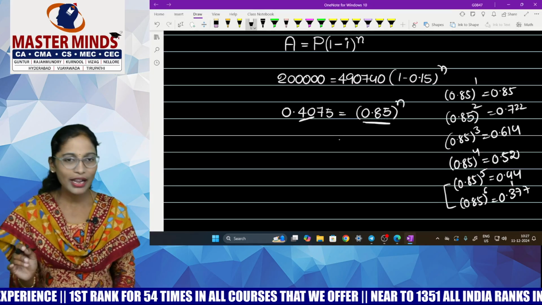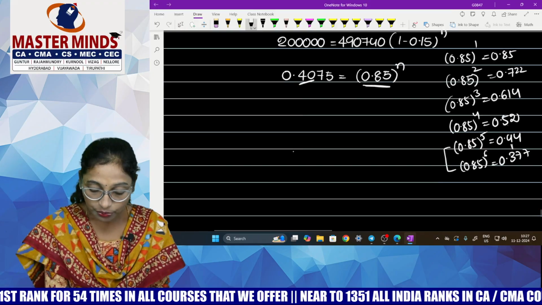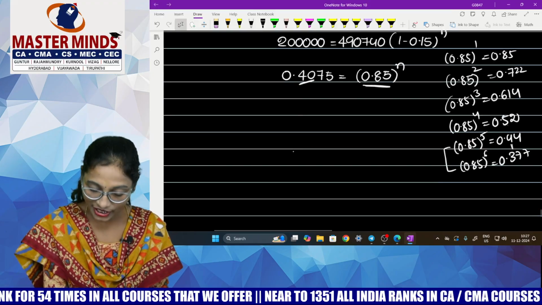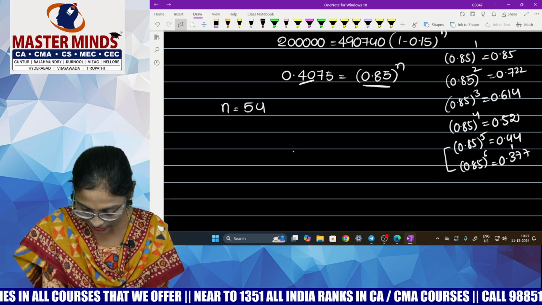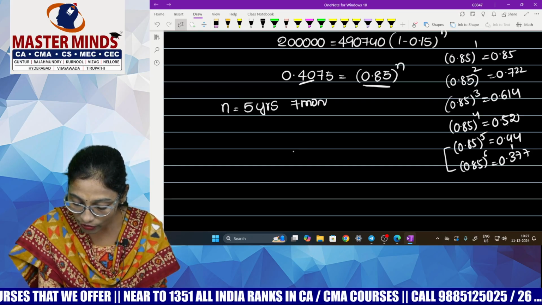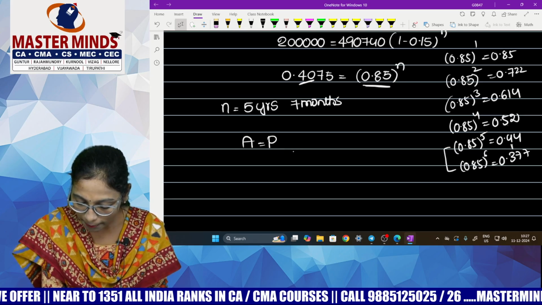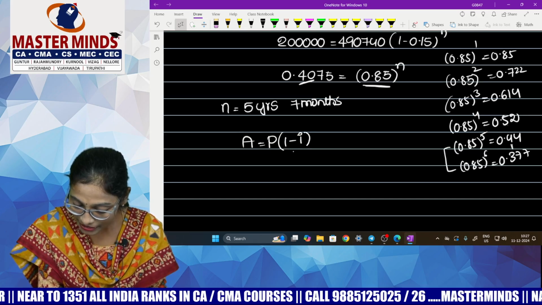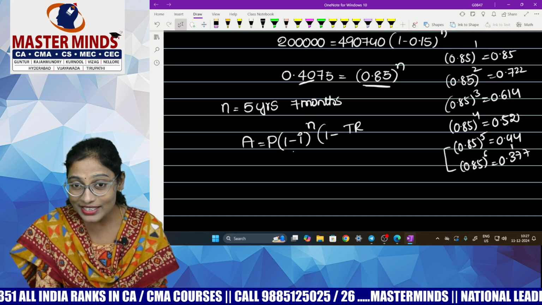No madam, we don't like this. We want to go through regular option verification. How to do option verification? So n is how many years and how many months? 5 years and 7 months. I told you, for months calculation I gave you a formula, right? Amount equals P of 1 plus I whole power n. But here you should not write plus. Minus n whole power n into 1 minus TR by 100.